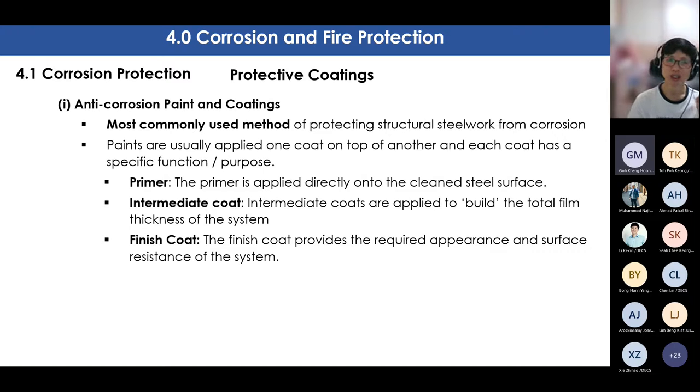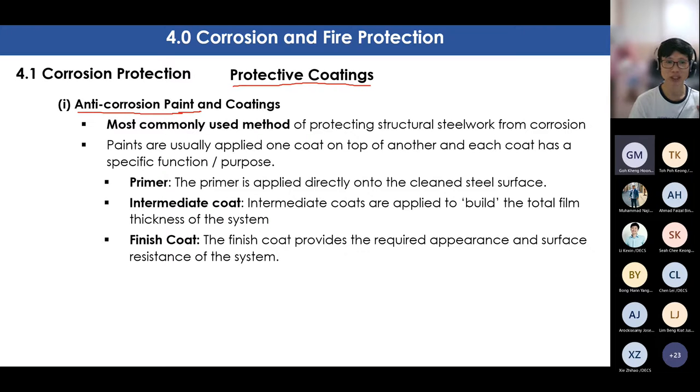So normally there will be two types of protective coating. One is anti-corrosion paint. Anti-corrosion paint is not commonly used, depends on what you want. Some will be metallic coating. Metallic coating, like galvanized, is more expensive. But anti-corrosion painting is less expensive, and commonly used.